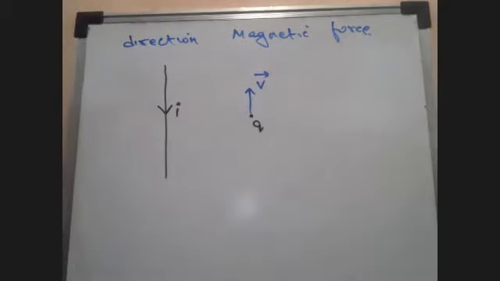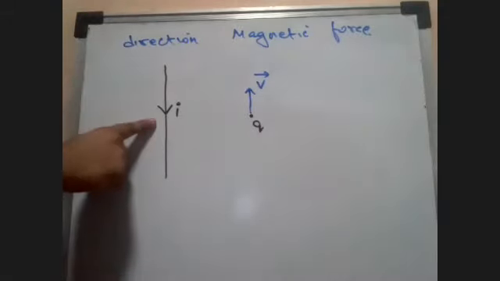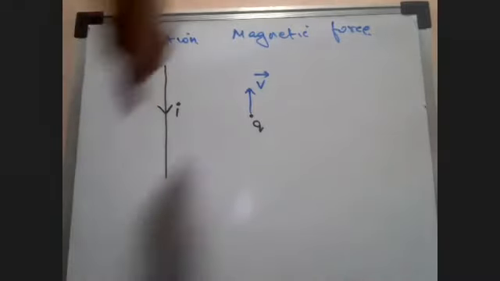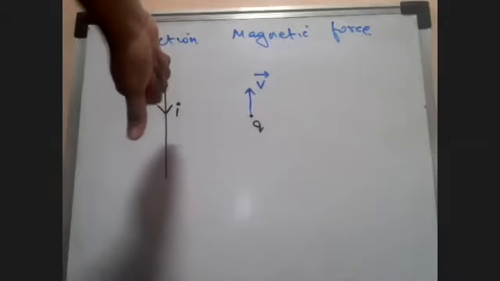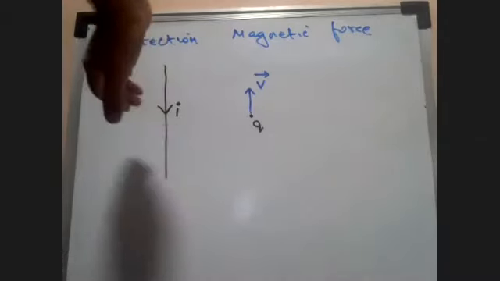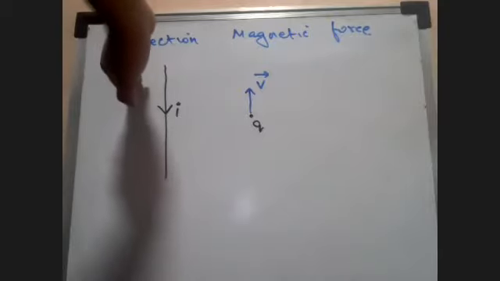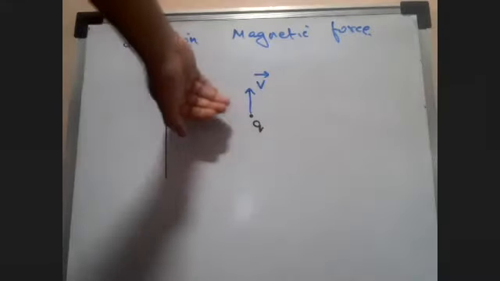Right side. Yes, good. So in this case, listen to me. Use your right hand only. Put your thumb along the direction of the current. If my thumb is like this, just curl your fingers, keeping your thumb in the direction of the current. In that case, you can see the magnetic field is entering inside on the left side, and the magnetic field is coming out from the right side.